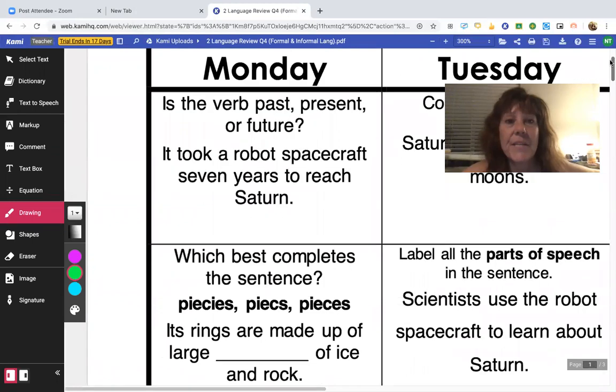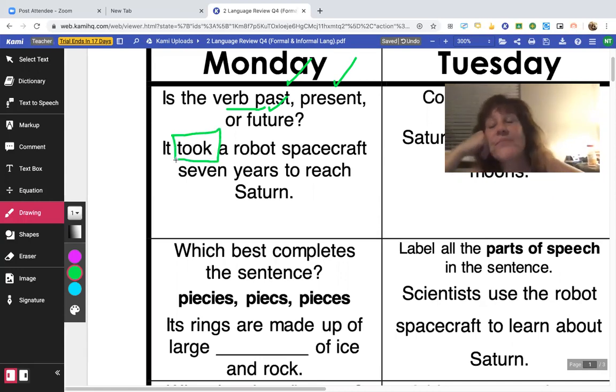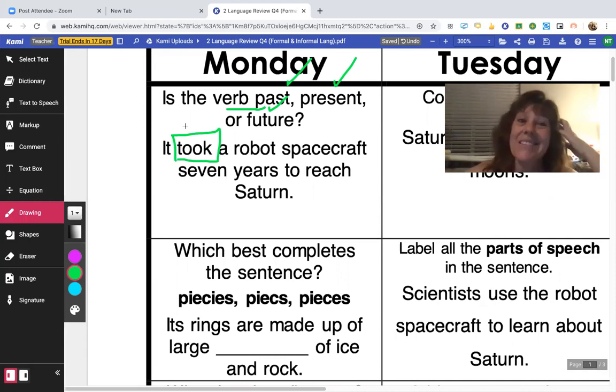All right, so here's the Monday column. Is the verb past, present, or future? Let's see. It took a robot spacecraft 7 years to reach Saturn. Took, that's the verb. If I'm doing something right now, I'm taking. If I'm doing something in the future, I will take or will be taking. And if it's past tense, I took. So this one would be past tense. Did you get that one right?